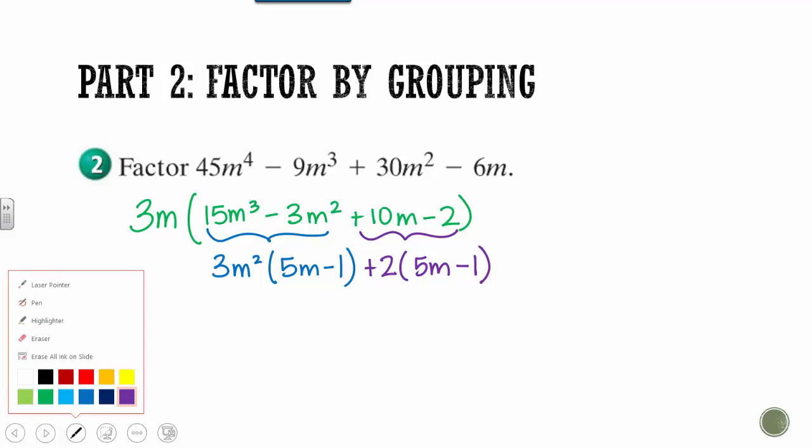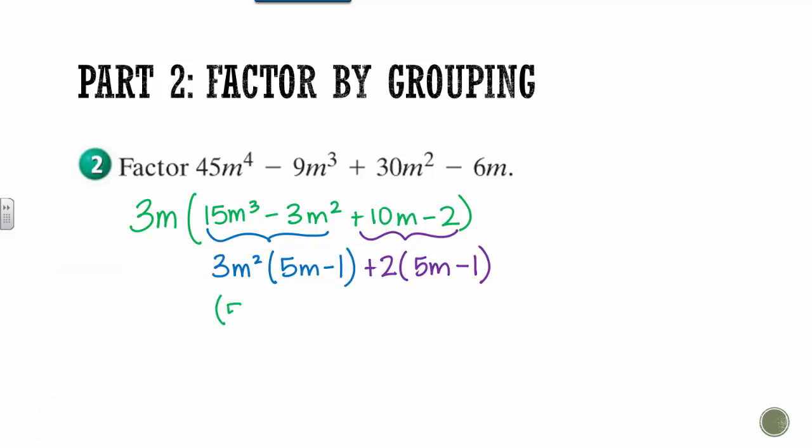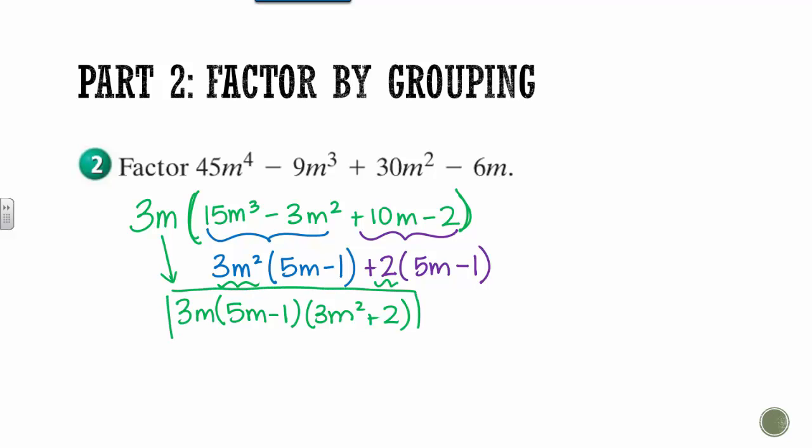So just like before, we know we did it correct because this stuff right here is the same, the 5M minus 1. And then I have 3M squared plus 2 left over. And now remember, this was just the stuff that was inside of these parentheses. So before I box this up and make it my answer, I have to remember that I pulled out a 3M from the front of this. So this right here is my answer.